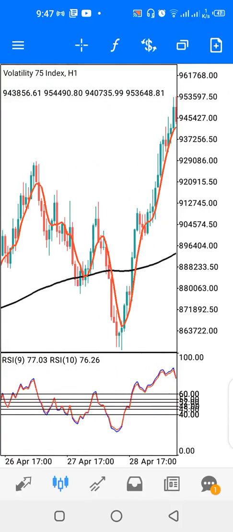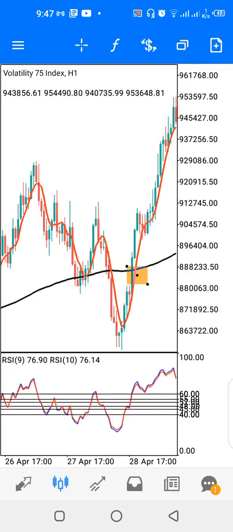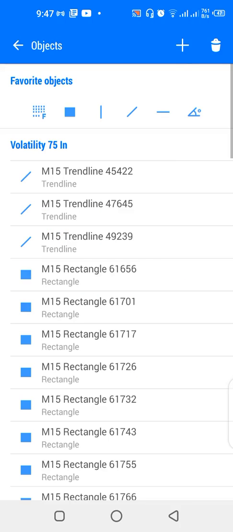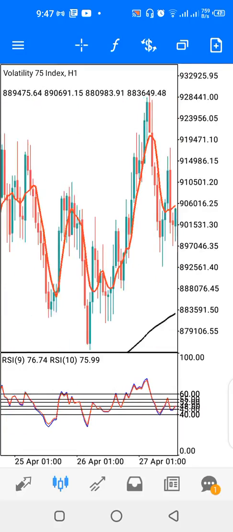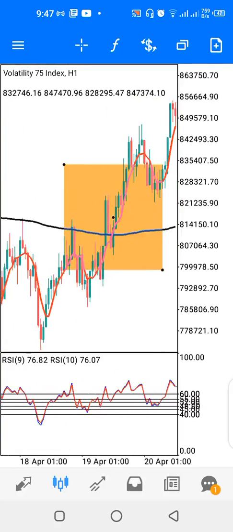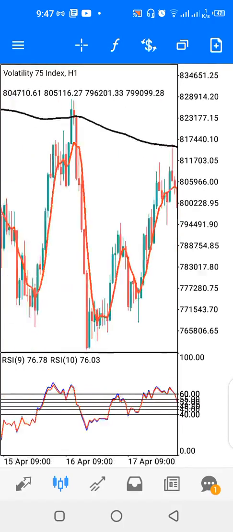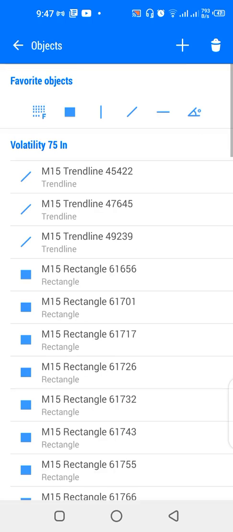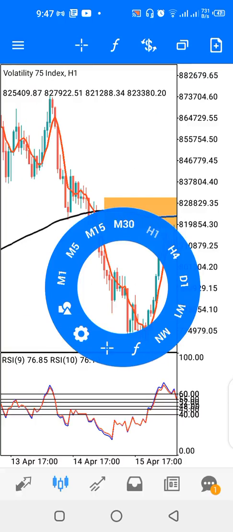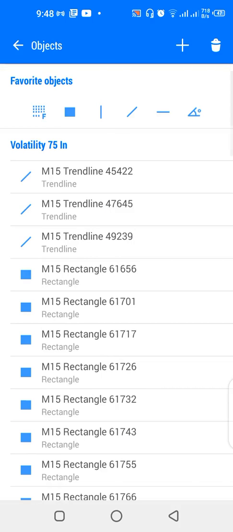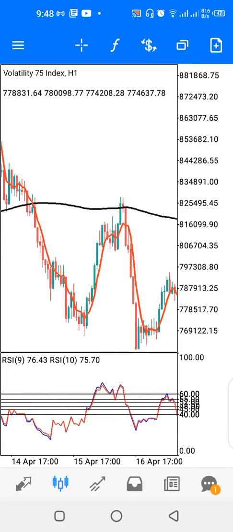So if we look at history, we have a buy around here, and we have a sell around here. If we look at history again, you can see a buy, and we can see a sell here. So that's the way you generate a signal on the main window.